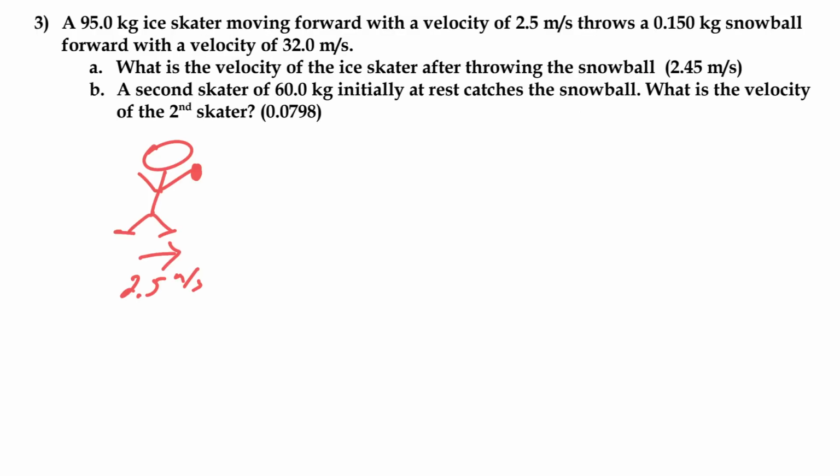So in this problem, we have our ice skater who is going to throw a snowball. So she starts with a snowball. She's going to go ahead and throw it afterwards. Okay, and then we just want to find out, first of all, how fast is she moving afterwards. So again, we'll just use our conservation of momentum. P initial equals P final.